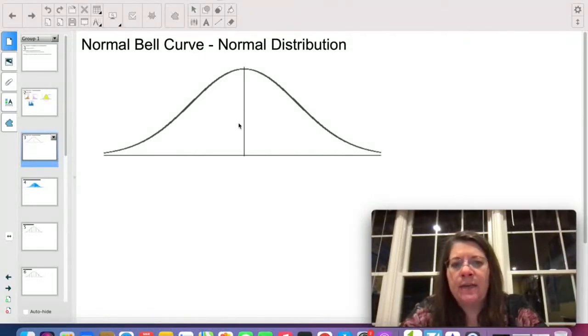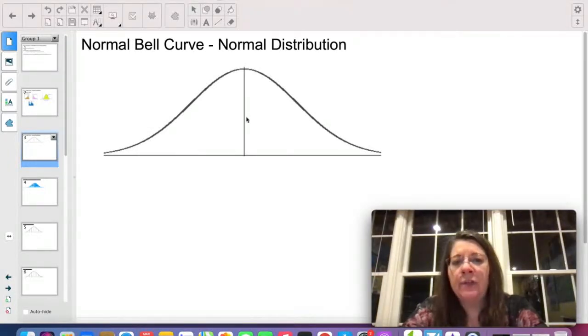Understand that most of the data would lie in the thicker part of the bell curve, and then very few parts of the data would be over in this area. And so the first thing that we need to talk about is the empirical rule when it comes to dealing with the normal bell curve.